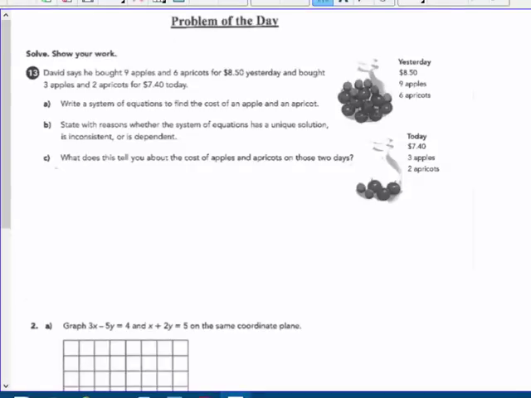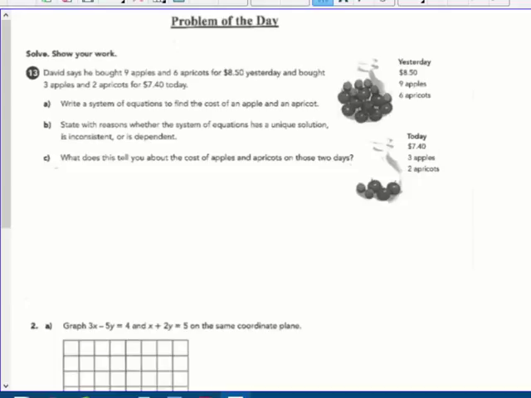Today's video starts on page 3, or 3A, because there's 2 pages 3. But the problem of the day, page 3, video 8: David says that he bought 9 apples and 6 apricots for $8.50 yesterday, and bought 3 apples and 2 apricots for $7.40 today. Letter A, write a system of equations to find the cost of an apple and an apricot.